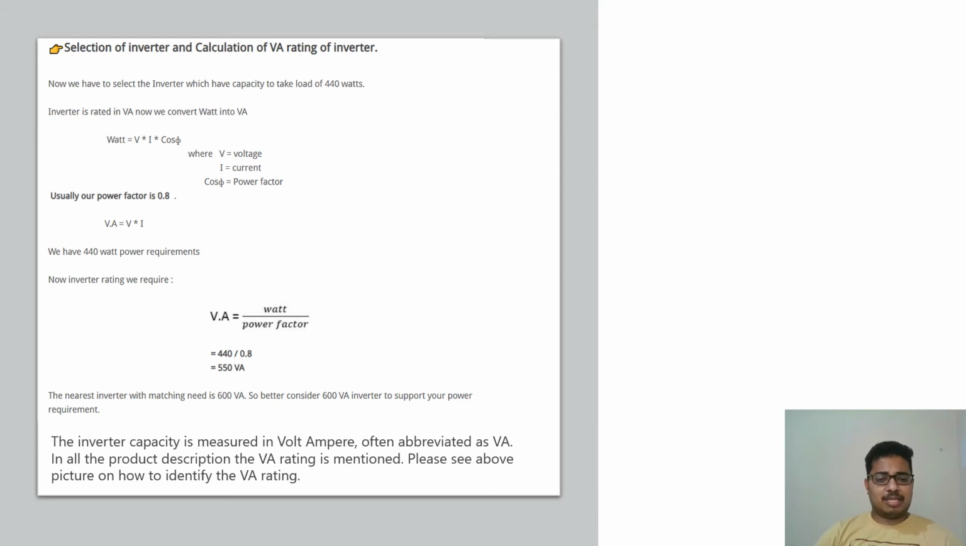So inverter capacity is measured in volt ampere. Generally, they will say VA. In all the product descriptions, the VA rating is mentioned.